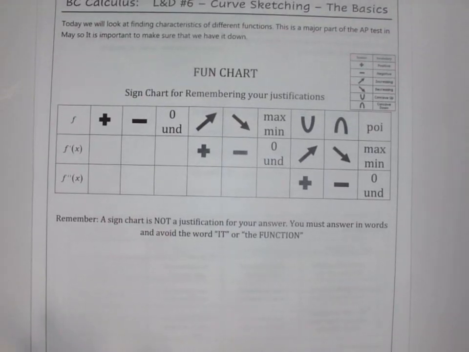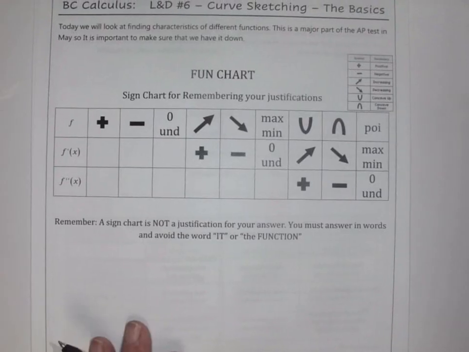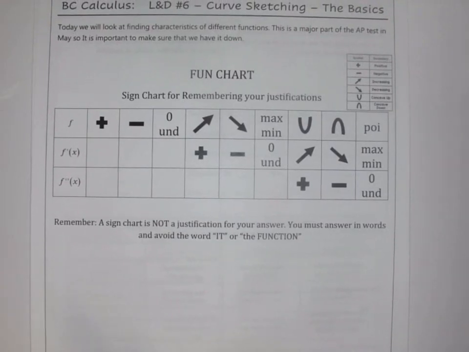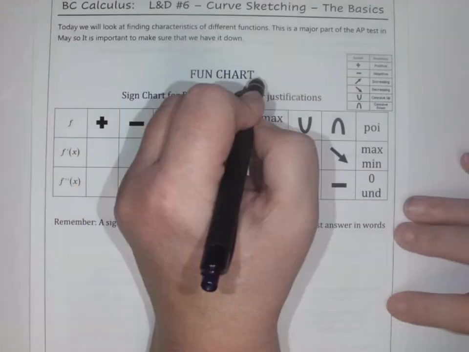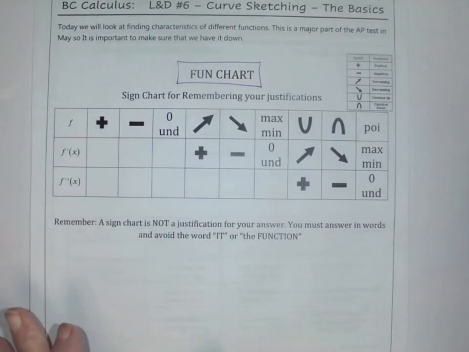Okay, so the next thing we're going to review in this review unit is curve sketching. And so the first thing that we want to look at is the fun chart. Okay, so here is our fun chart. Now, I don't think Miss Teagle uses the fun chart, but I know Miss Orr does, and I know I do. So here's our fun chart, and it's going to help us remember all of our justifications.